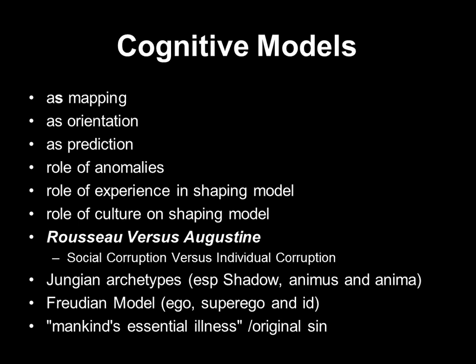What are our cognitive models? First, I showed you this at the beginning of the year, and this probably went right over your head. So now, you know, in English class, this is about mapping, about orientation, which means where you are in relation to the world and others. Cognitive models as a predictor of what is going to come. We have to consider the role of anomalies, right? Something happens like a plane crash, everyone kills each other. Role of experience. How does experience shape who you are and how you see the world?